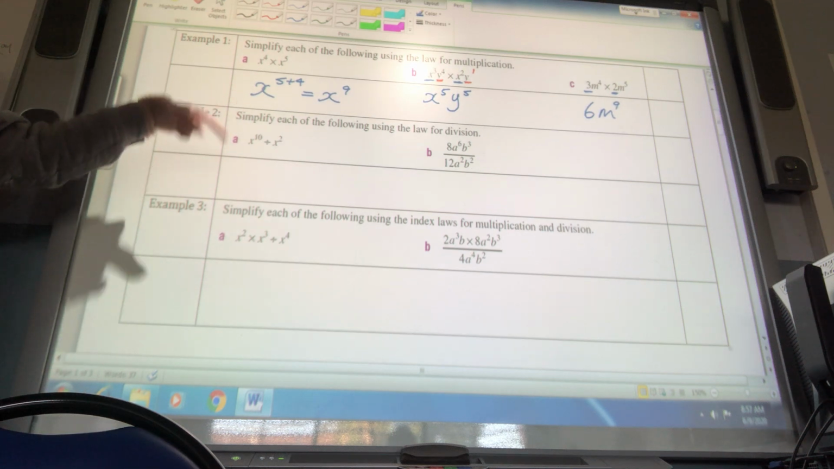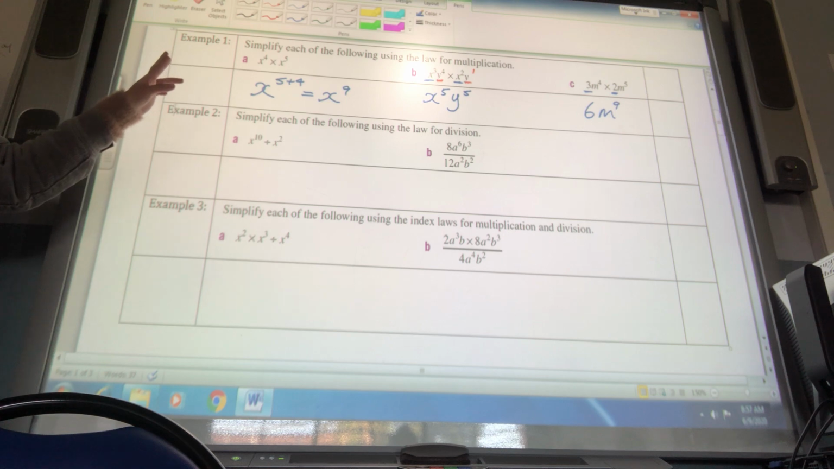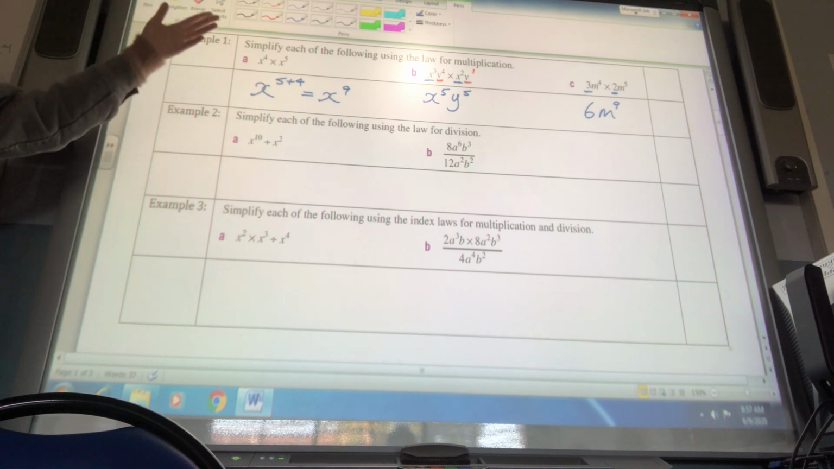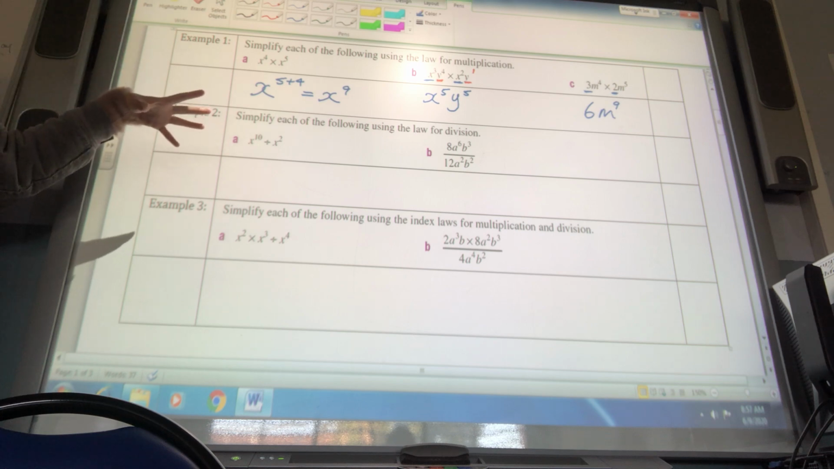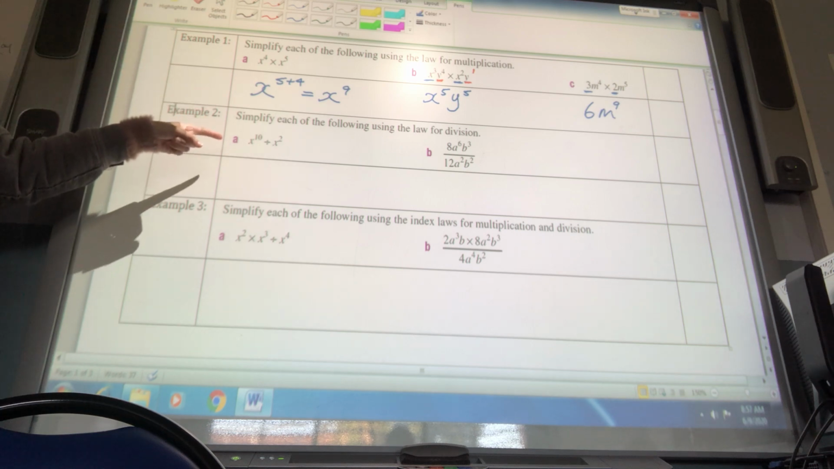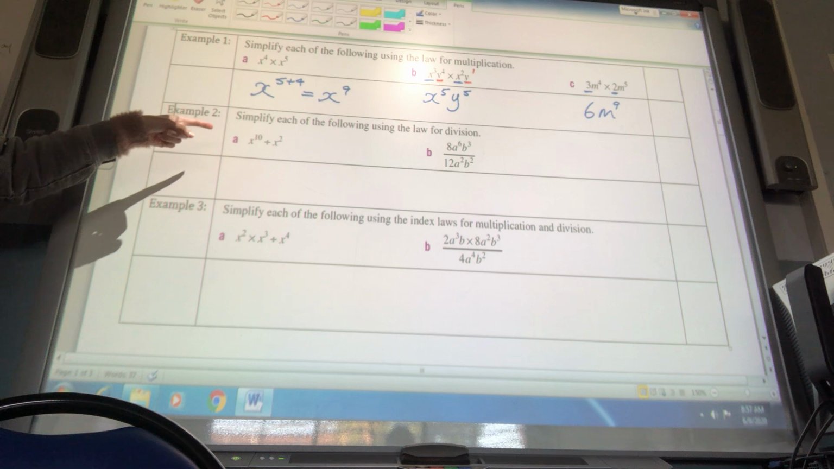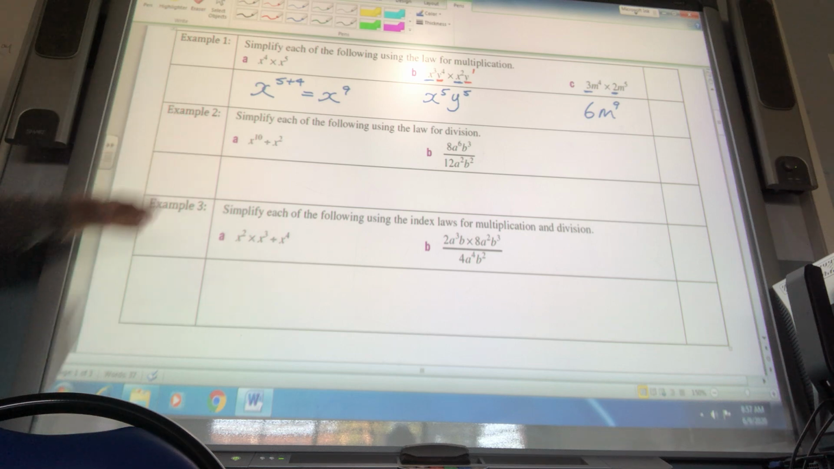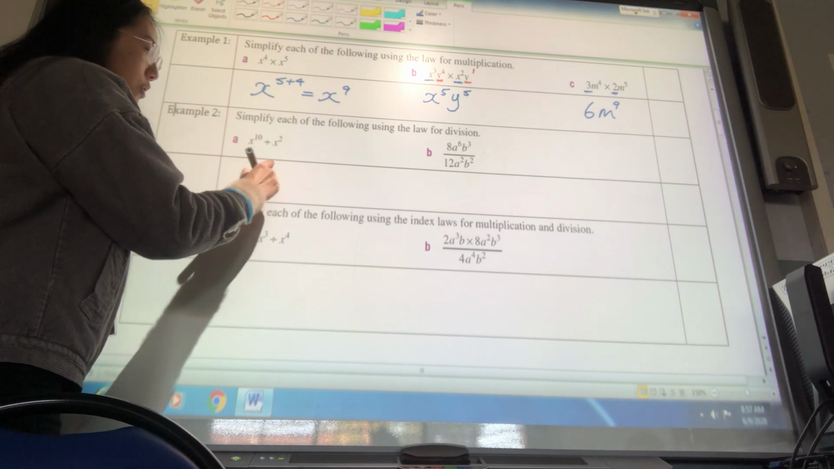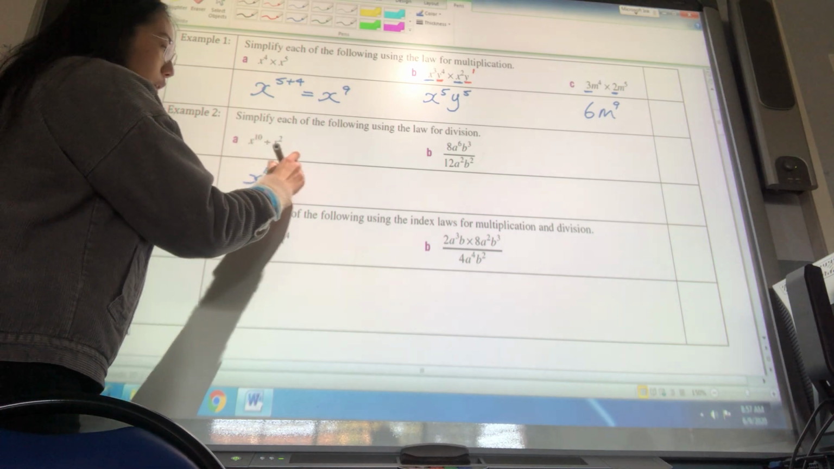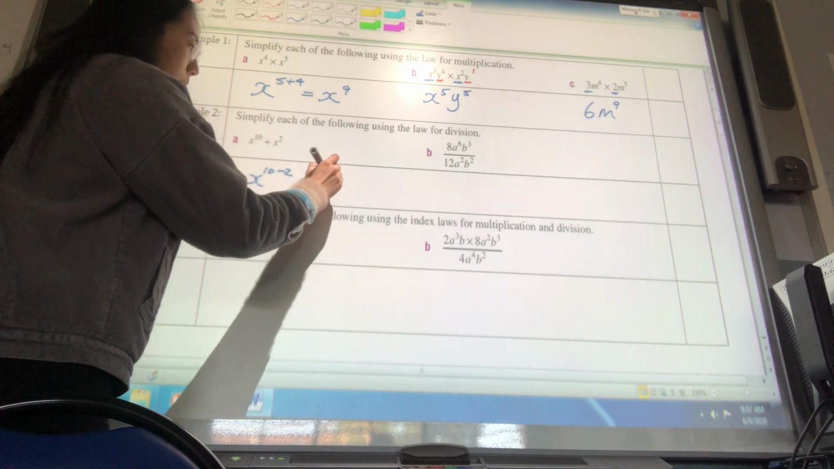So second one is division. So we did multiplication before, we're doing division now. The only difference is that in multiplication, you're adding the powers. In division, you're subtracting the powers, right? So for the first one, Saja? 10 minus 2. So the base is x, you do 10 minus 2. This will give you x to the power of 8.